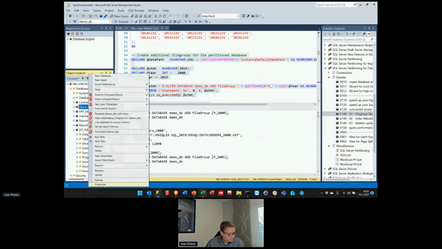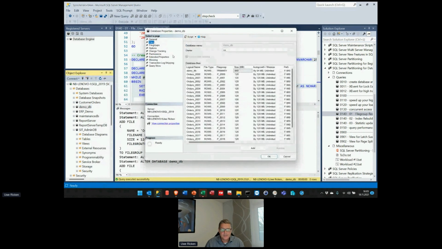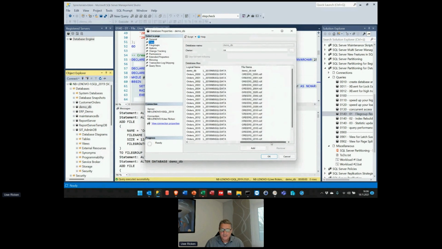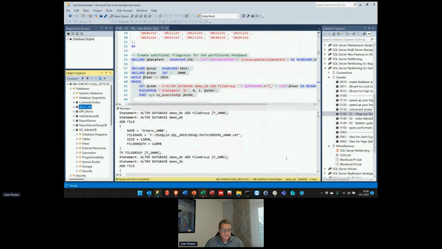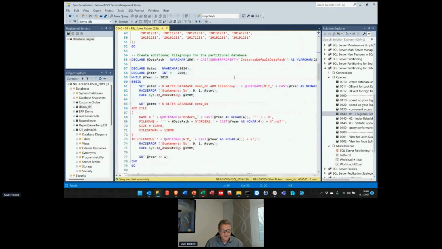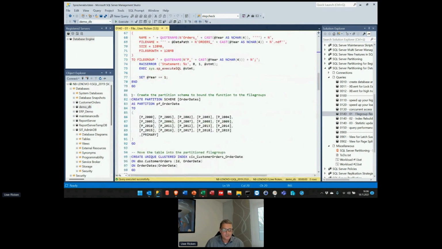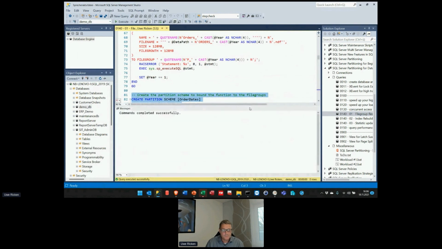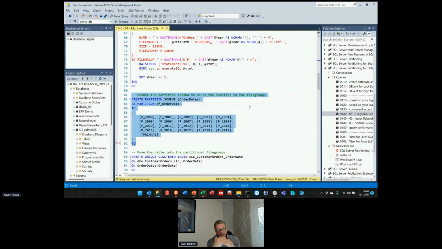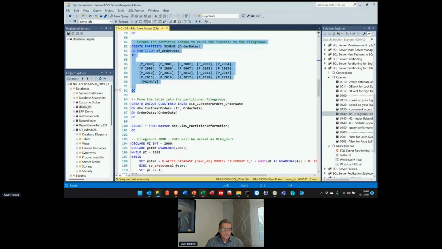Done. And when we have a look to this, you can see now in the files, here are my orders from 2000, 2001, 2, 3, and so on and so on. This is my dedicated file group, and these are my files. So now I create the partition schema. I need this partition schema, you remember, to connect the logical partitioning with the physical layer. So I say that I have a schema which is connected to these file groups here. And then I move my table to this partition.